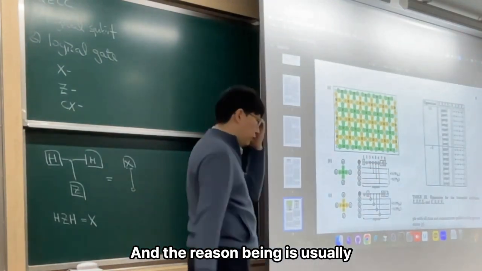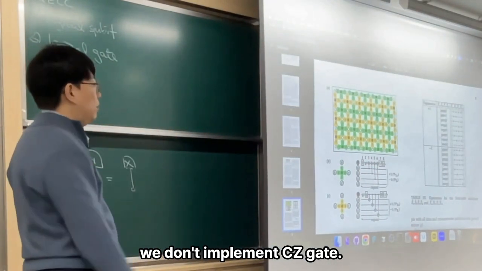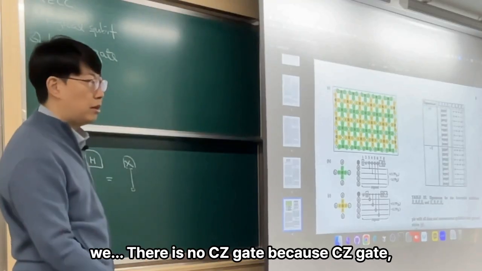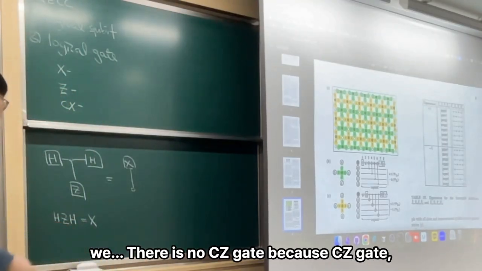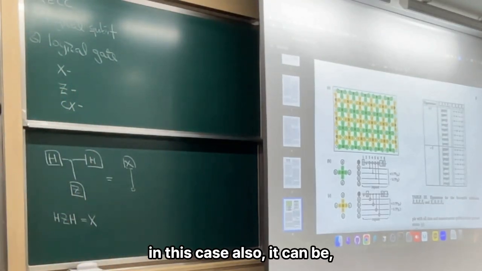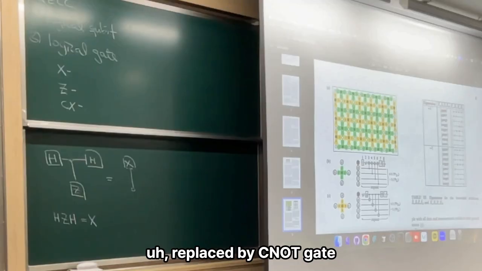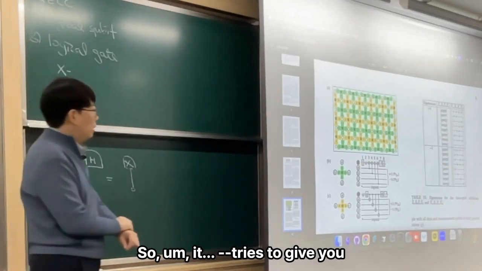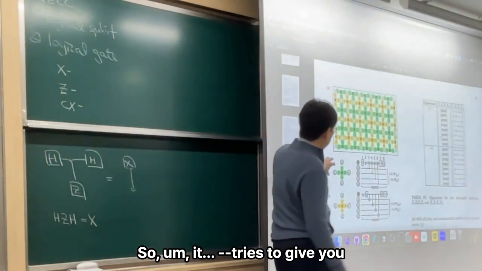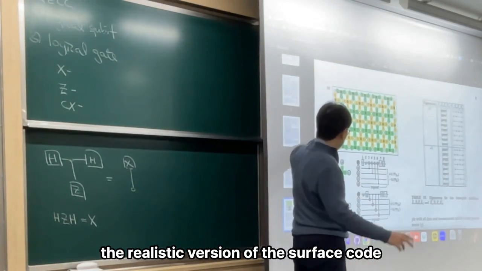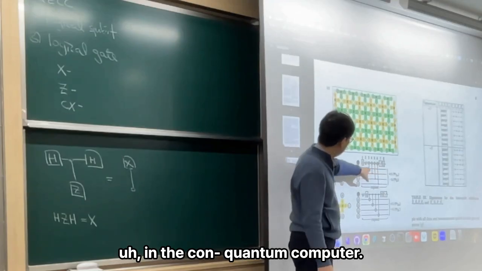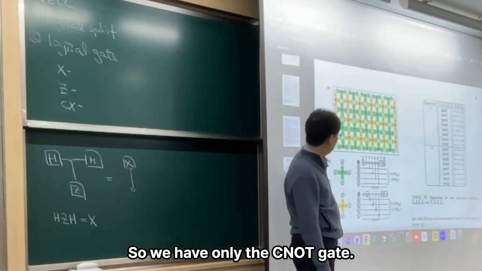And the reason being is, usually we don't implement the CZ gate. In a real quantum computer, there is no CZ gate, because the CZ gate in this case can also be replaced by the C0 gate with the help of a Hadamard gate. So it tries to give you the realistic version of the surface code really implemented in the quantum computer. So we have only the C0 gate.